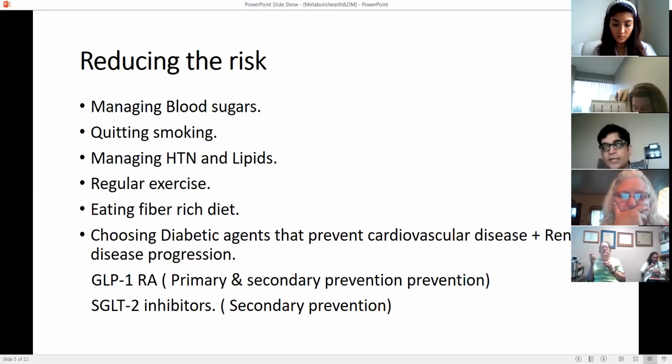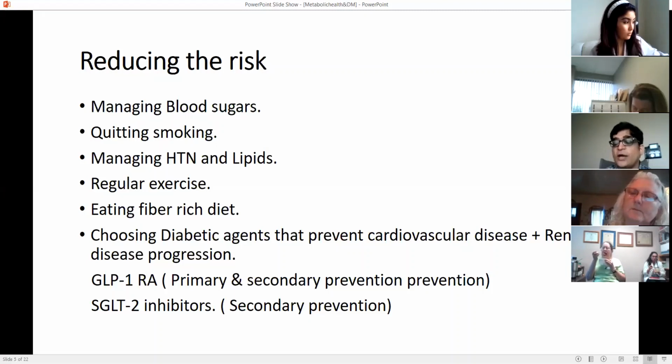So there are certain agents which are better than others, but by and large, whatever insurance is covering, I think we should try and get this approved for the patient. So I'm talking about the injections and the SGLT2 inhibitors: empagliflozin, which is Jardiance, canagliflozin, which is Invokana, and Farxiga, which is dapagliflozin. These are pills.